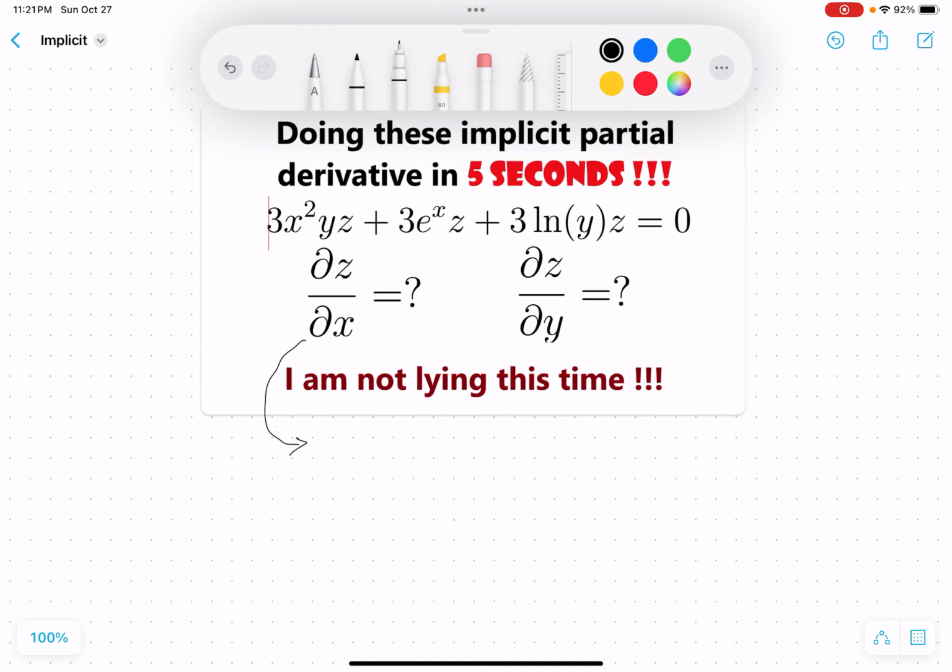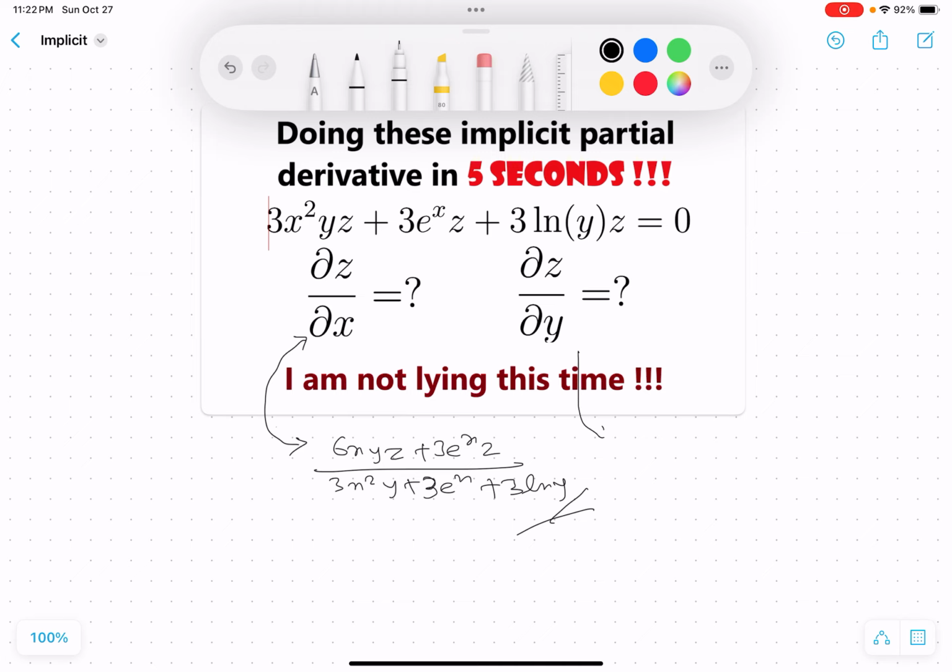So the answer of this one, partial g by partial x is, my time starts now. 6xyz plus 3 to the power xz divided by 3x square y plus 3 to the power x plus 3 ln y. That's the answer. Like, was it 5 seconds? I don't know. Okay, and the answer for the next one.